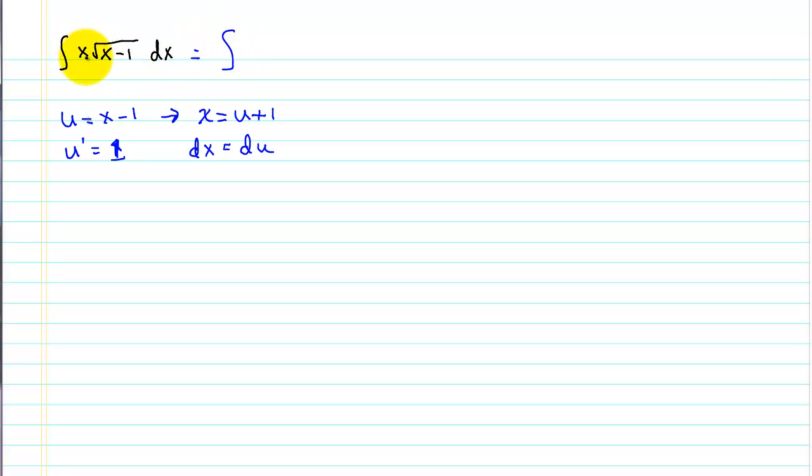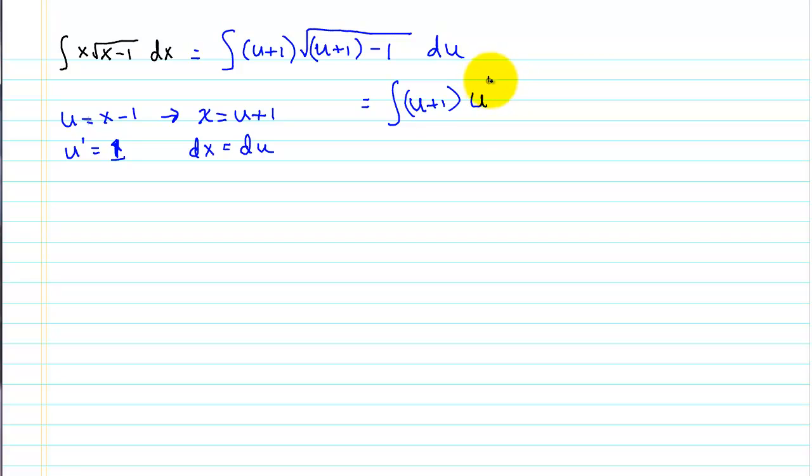So I replace this x with u plus 1. And then under my radical, I replace this x with u plus 1. That's that x. I still have this minus 1. And I replace the dx with du. Now this can be simplified. Because I can subtract the 1, so I get the square root of u, and I'm going to write that as a fractional exponent.